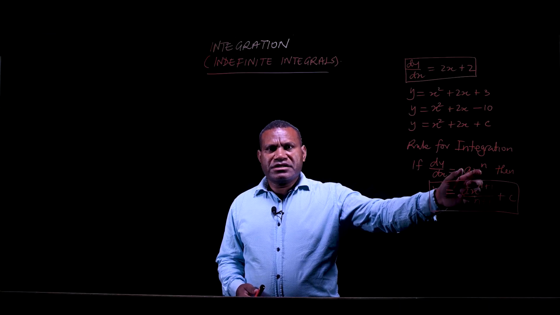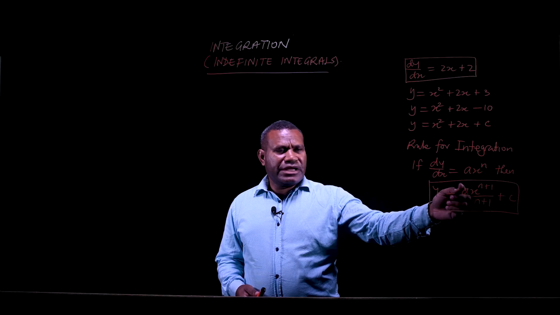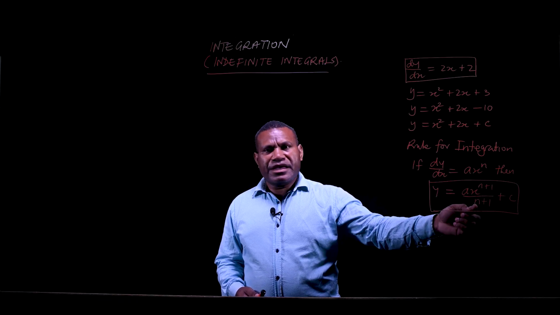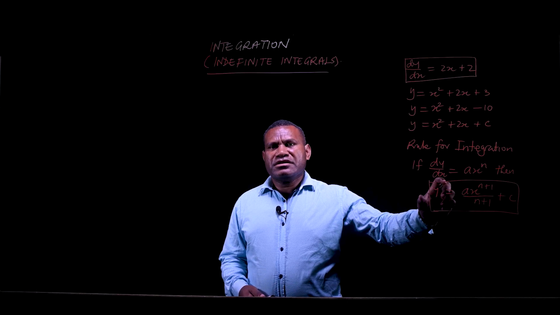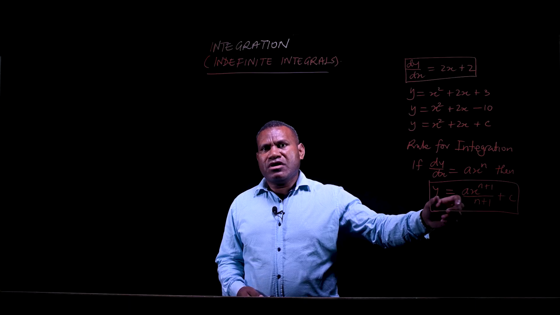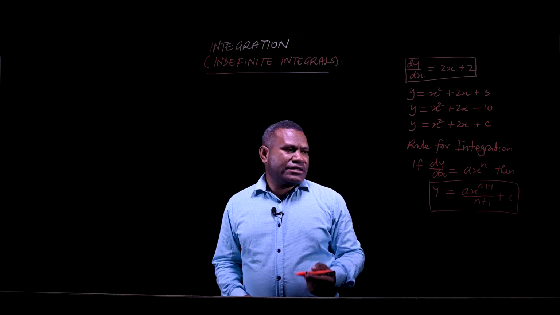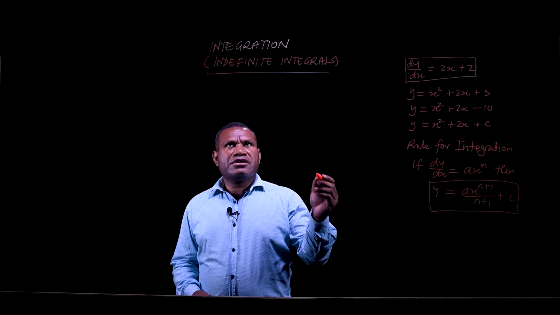If I have a function and then I have that exponent, what I will basically do is add 1 to the power and divide the expression itself by the new power that I got. So, this is the rule for integration, or how to find an indefinite integral of a derived function. Right, so let's take a look at some examples.